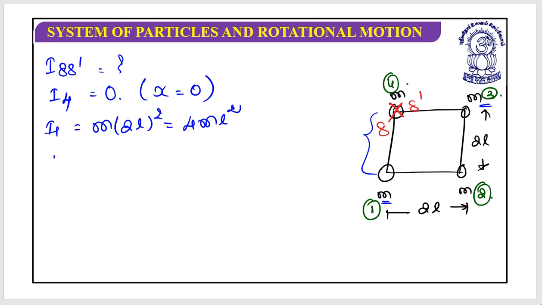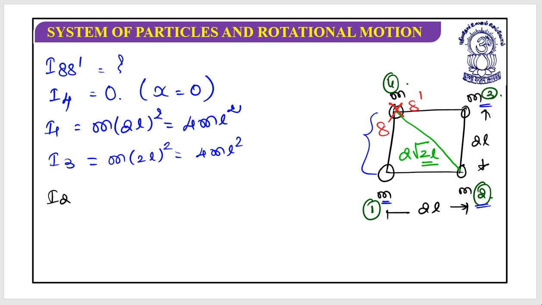For I3 again, the perpendicular distance gives m into 2L whole square, which is equal to 4 mL square. But for I2, for this object, this would be the perpendicular distance. Let me show you. This is 2L, this is 2L, so this is 2 root 2 L. So for I2, I write m into 2 root 2 L whole square. 2 2s are 4, 4 2s are 8. Yes, it's 8 mL square.